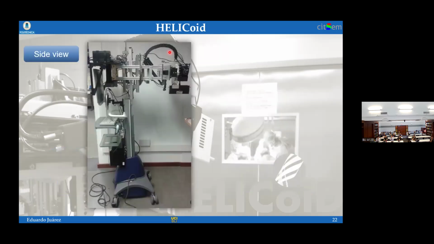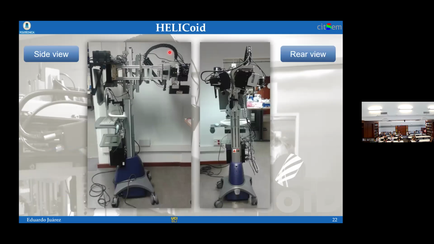I show you the side view of the prototype and the rear view. We can see here the two cameras. Also, we can see this part here is the light source, and the cables here are the optical fibers to place the light on top of the patient's head. Here we can see the control system, and this box here corresponds to the MPPA, the massively parallel processor array system we were using to accelerate the processing of the algorithms.